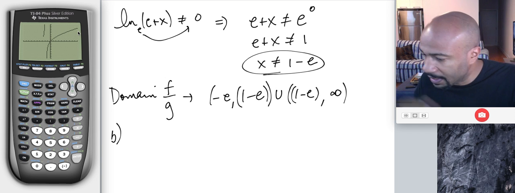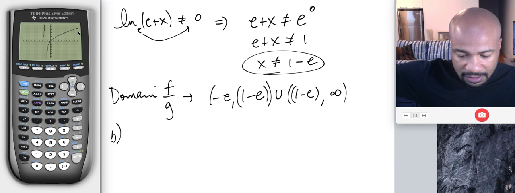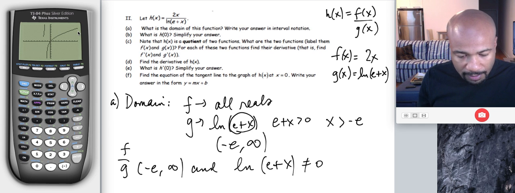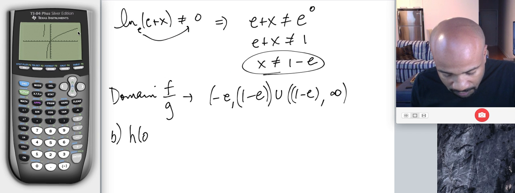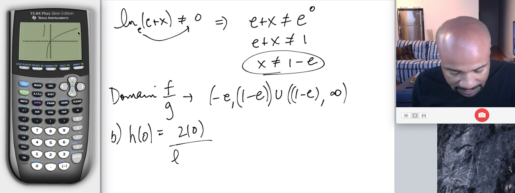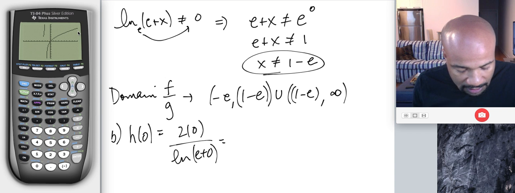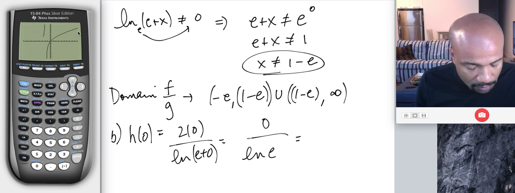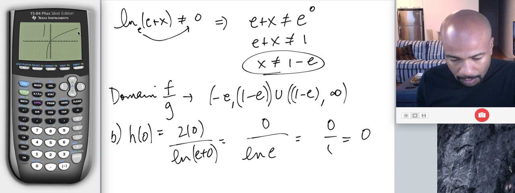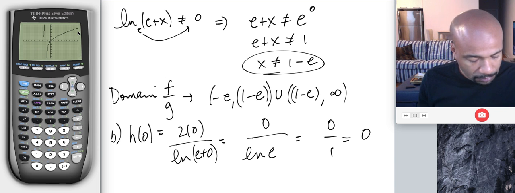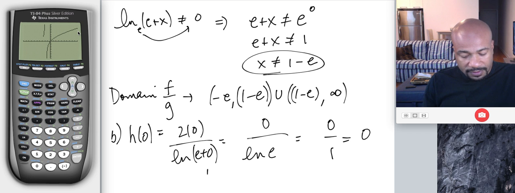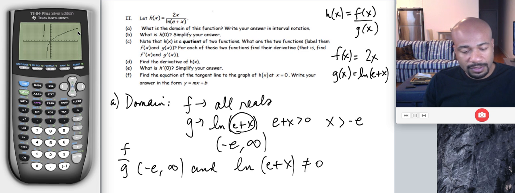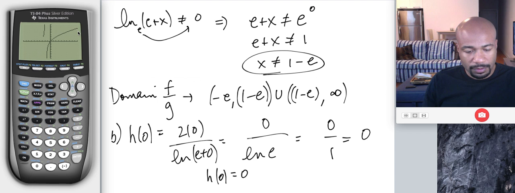So part B, what's that one? What is h of 0? So when we go back to the problem, I have h of 0 is equal to 2 times 0 over the natural log of e plus 0. So that's 0 over the natural log of e, which is 0 over 1, which is 0. All right, so h of 0 equals 0. So the point that I need right now is a value of (0, 0).